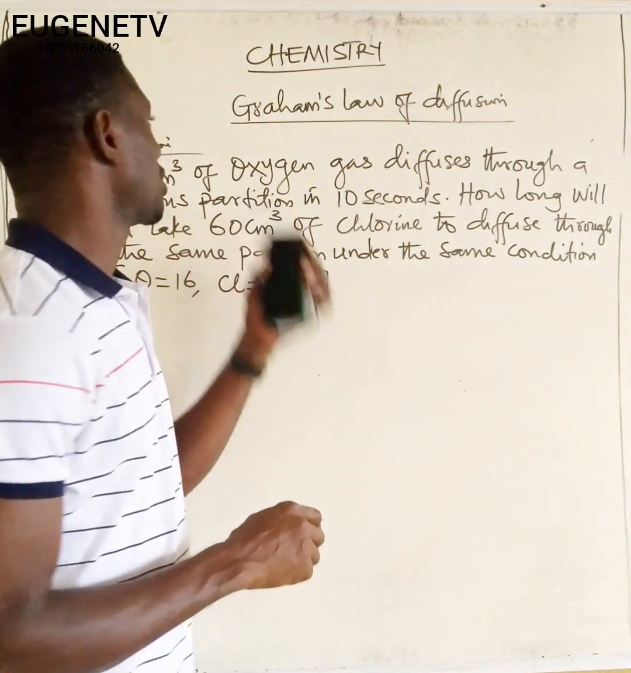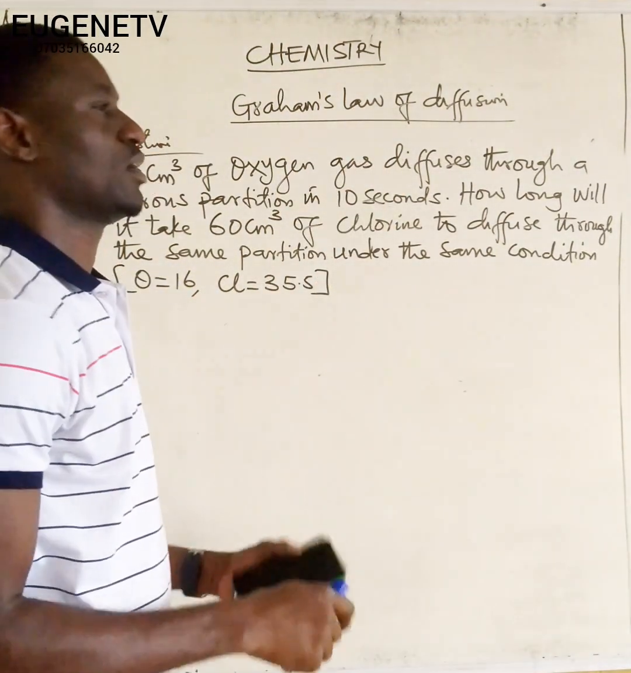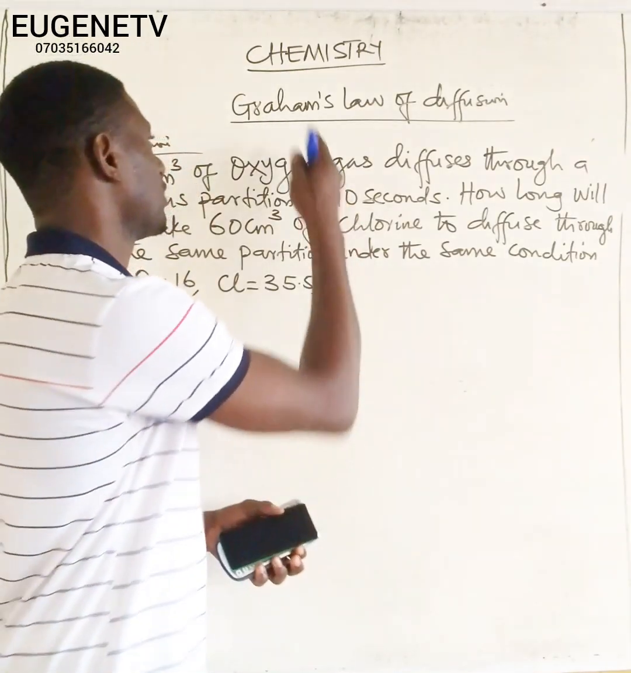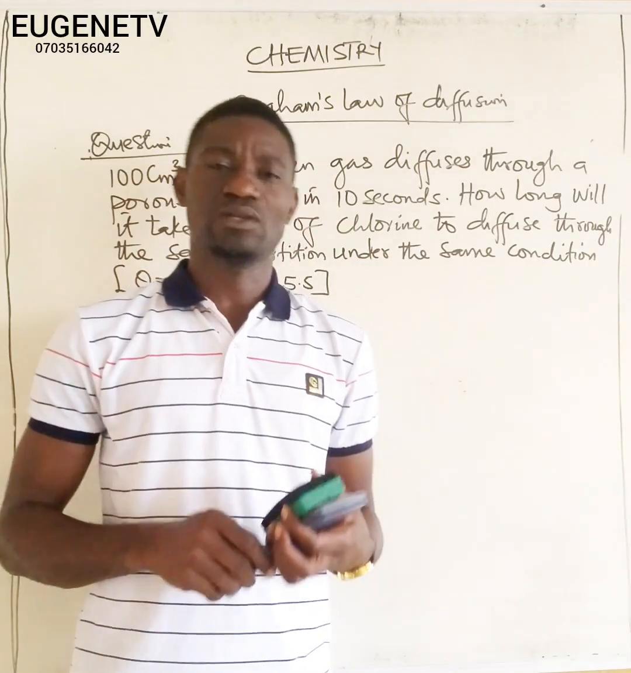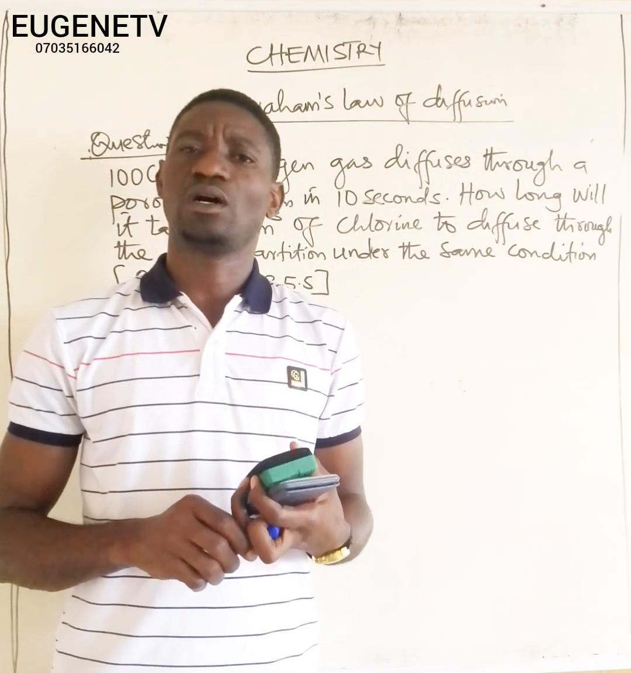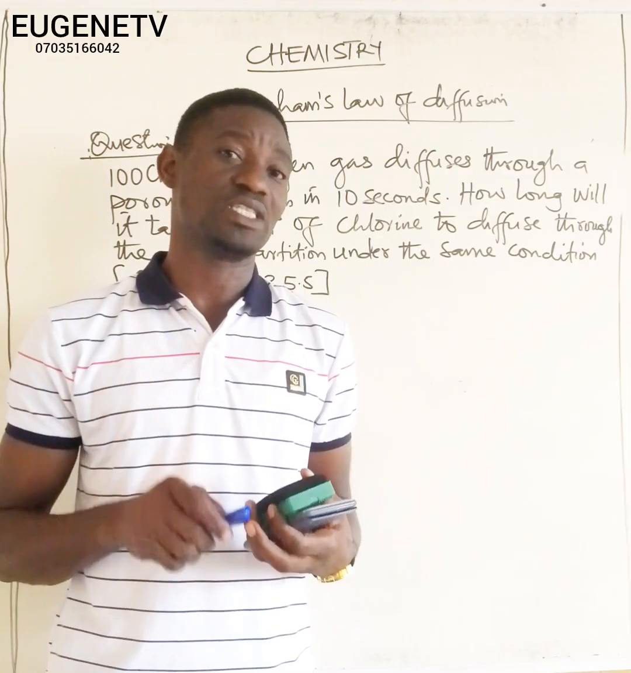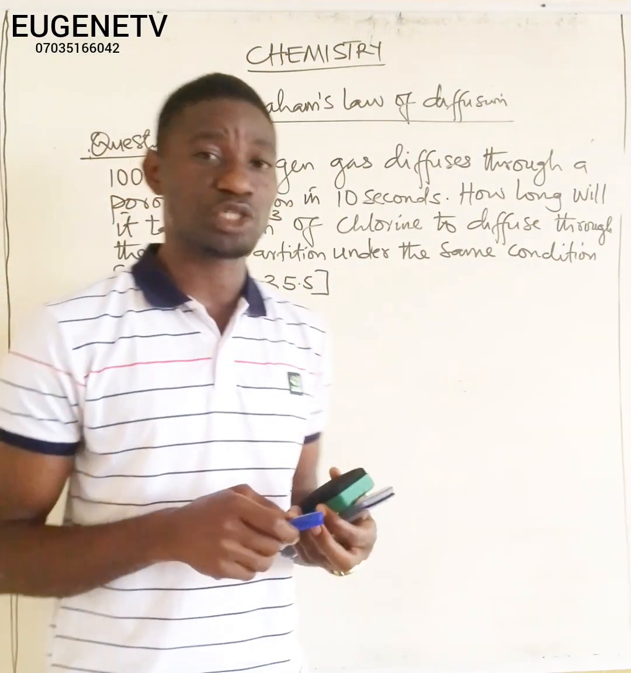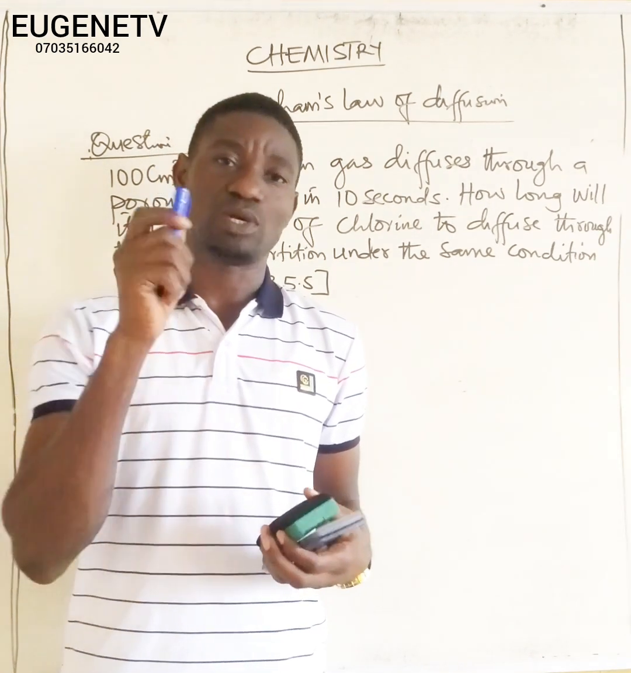Now let us take a look at this question, and of course this question is going to be based on Graham's law of diffusion. In some of our lessons previously, we have given the statement of Graham's law, and of course we say that Graham's law states that at constant temperature and pressure, the rate of diffusion of a gas is inversely proportional to the square root of its density. Or we can say that Graham's law states that at constant temperature and pressure, the rate of diffusion of a gas is inversely proportional to the square root of its molar mass.